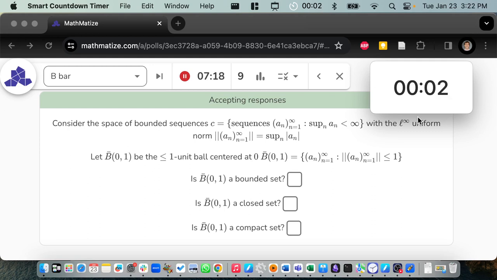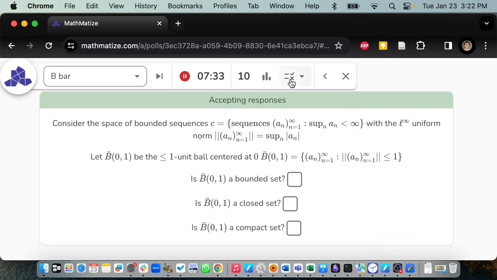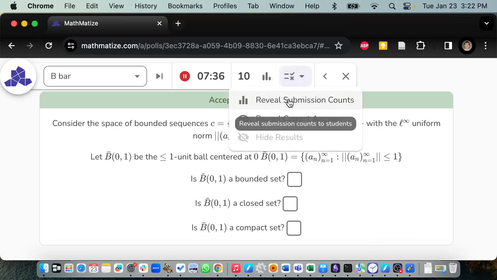Okay, so there's like 5 seconds left. I was thinking about this closed set one, and I had a nice argument that works for this specific example, and then I was thinking about how you can make it more general. And I think I discovered how to do it in the last 2 seconds. But let's see. Okay, we have 9 people in here, and 9 people answered. Okay, I guess there's 10 people. Let's see what you guys said.